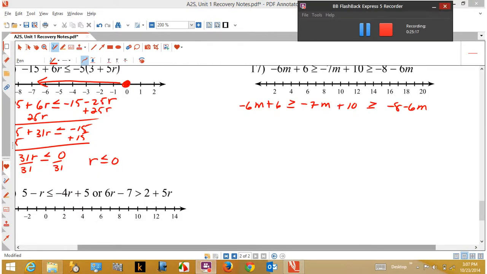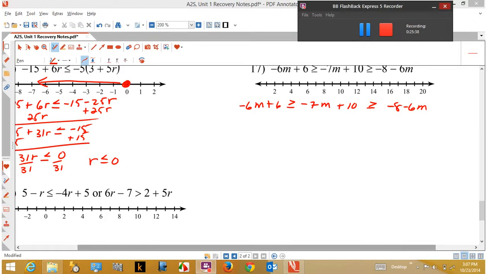Actually, this one's a little more difficult than I wanted. You could normally work these as one, like say I have a 10 here. I could subtract 10 from the middle part, subtract 10 from this side, and subtract 10 from this side, and that would be okay. Now what I have is a variable on all three sides, and I really didn't want one that difficult.